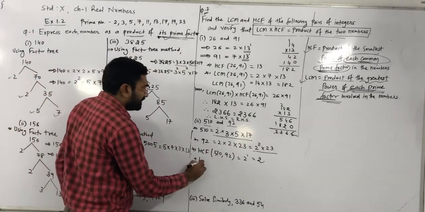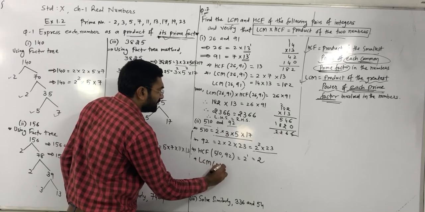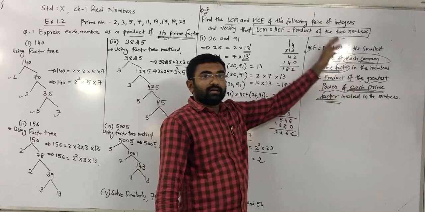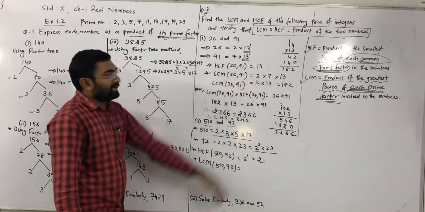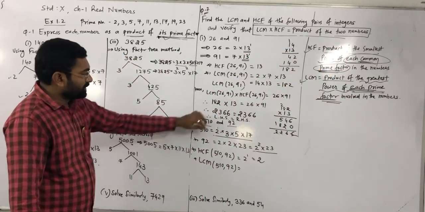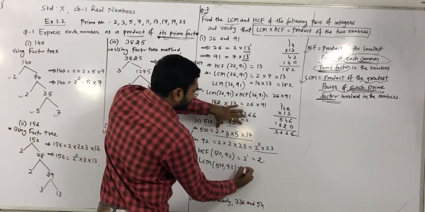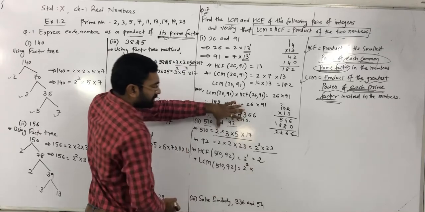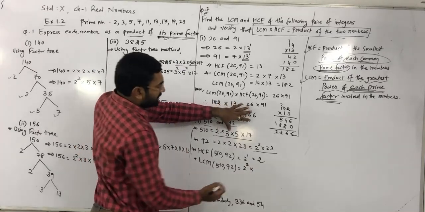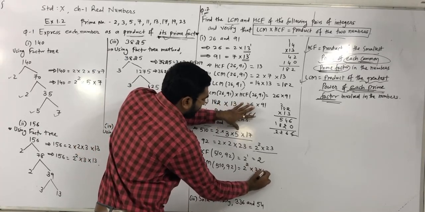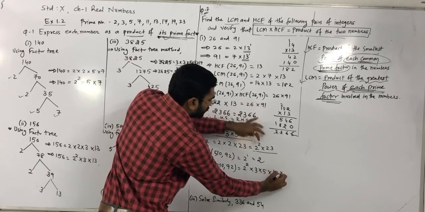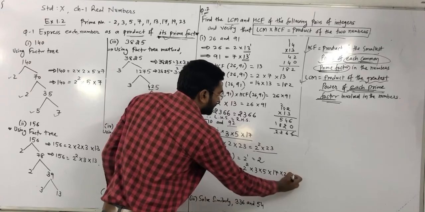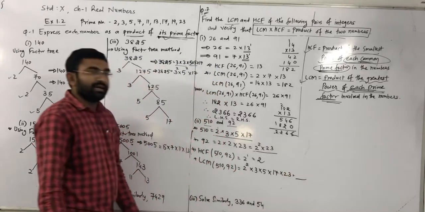In the same way, the LCM we have to find out. LCM of 510 and 92 is what? As we defined, it is the product of the greatest power of each prime factor. Each prime factor means first of all we start with 2. Its greatest power, so we have to consider 2 square, not 2 raised to 1. Right? The other numbers are 3 into 5 into 17 into 23. So multiply all these numbers. Whatever you get, this is your LCM.